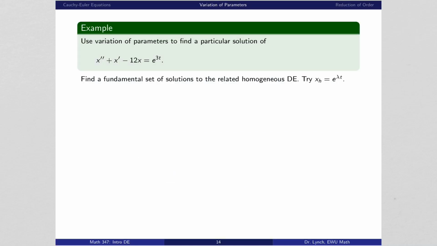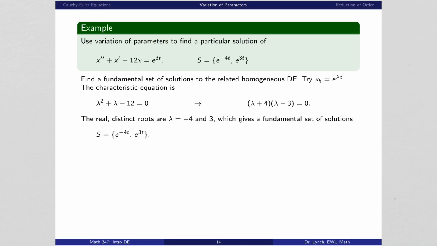Let's use variation of parameters to find a particular solution to this constant coefficient second order non-homogeneous differential equation. Now, this is an equation that we can solve using our old method of undetermined coefficients, but we'll use variation of parameters here and see how that turns out. The first thing we need is a fundamental set of solutions to the related homogeneous differential equation. We know how to solve that: try a solution of the form e to the lambda t, identify the characteristic equation, and in this case we have real distinct roots. Those roots are -4 and +3, giving a fundamental set of solutions e to the -4t and e to the 3t.